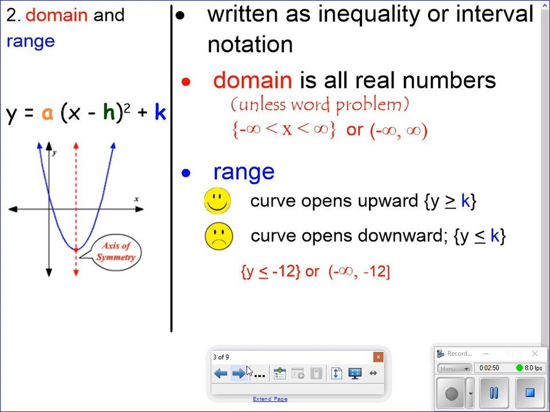The range, okay, if the curve opens upward, then it's going to be y is greater than or equal to the value of k. And if the curve opens downwards, it's going to be y is less than or equal to the value of k. It just determines, is k going to be the largest value that we can have or the smallest value that we can have. Again, you can write it as an inequality, or you can write it as interval notation.